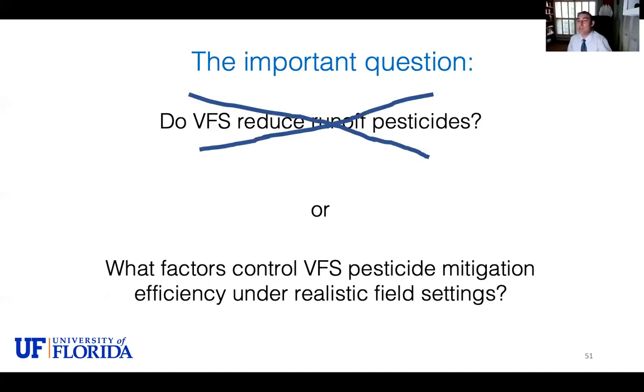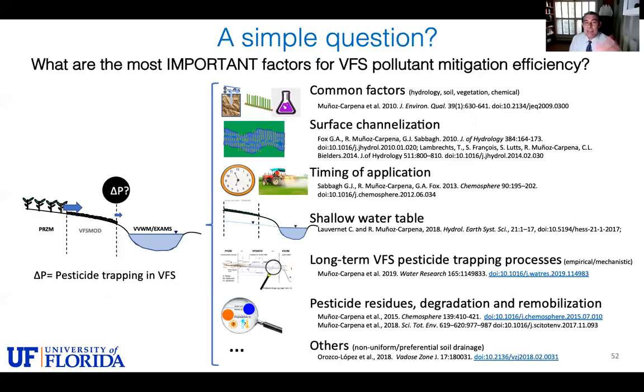So the important question is what factors, and I left this slide. These are many studies that have looked at common factors like hydrology, sediment, vegetation, the relative importance and their different settings. Surface channelization, or essentially you don't maintain the vegetation, water runs through. You lose efficiency. Here are a few publications that indicate the potential loss of efficiency. Also, the chemical application in the field matters for efficiency of the buffer. Shallow water table, we talk about that. What happens to their long-term trapping of the pesticides, the residues, degradation, others.